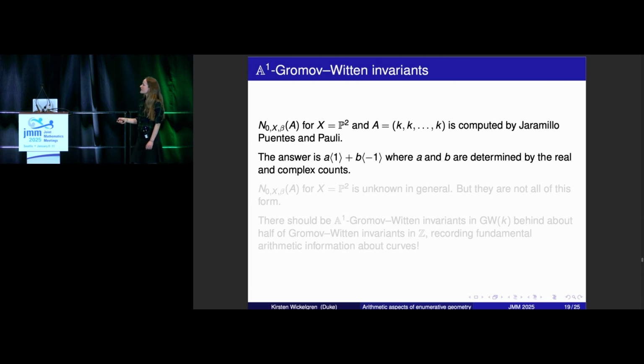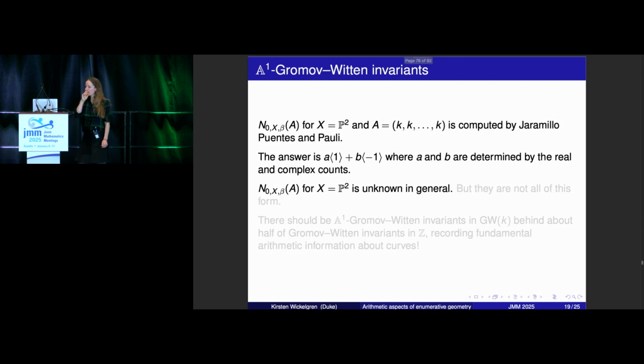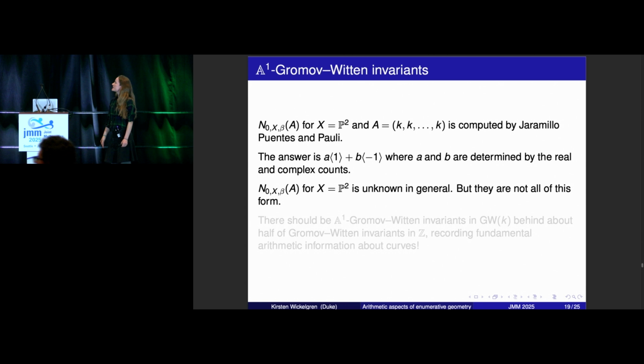And you can tell what these are by taking the rank, which is A plus B, and that has to be the complex answer, which is known, and the signature, which is A minus B, which is the real answer, which is also known, and then that's the arithmetic answer as well. However, even for P2, the answer is unknown in general. The P2 itself is smooth and proper over Z, but since the points that you run through might not be rational, we can tell that they're not all of this form.